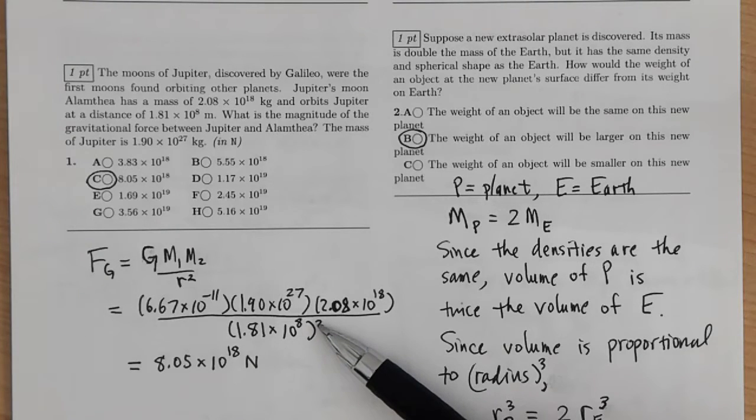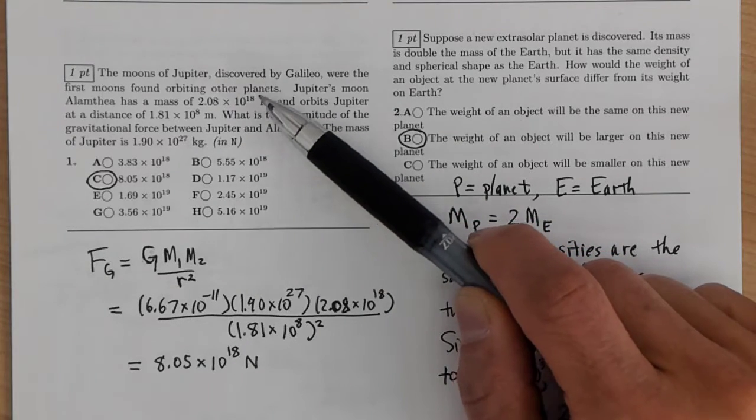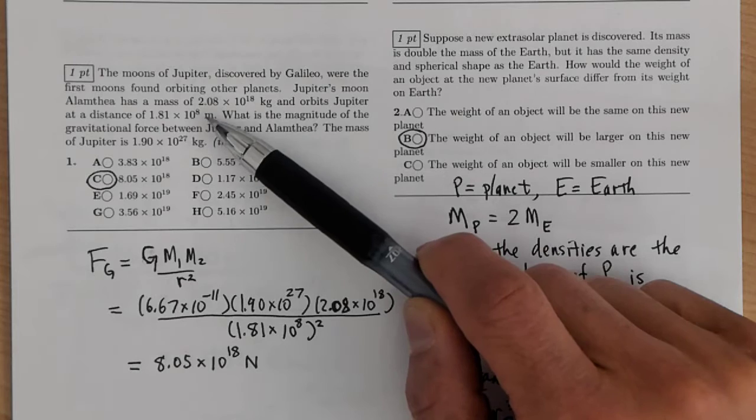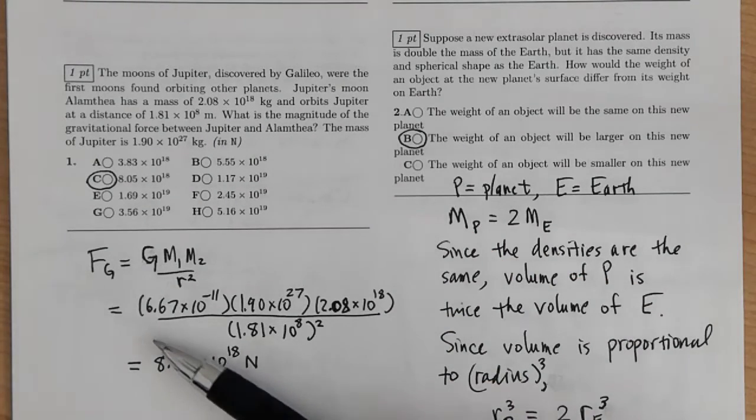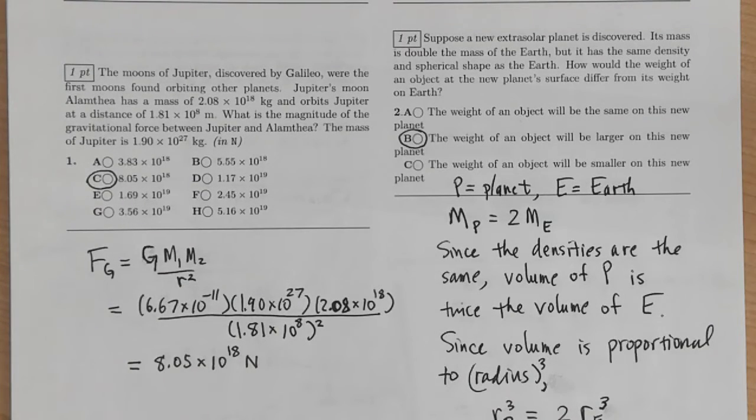We square that. Everything is in proper units. Kilograms is a standard unit. Meters is a standard unit. Okay, and you plug into your calculator and it becomes 8.05 times 10 to the 18th newtons. Next question.